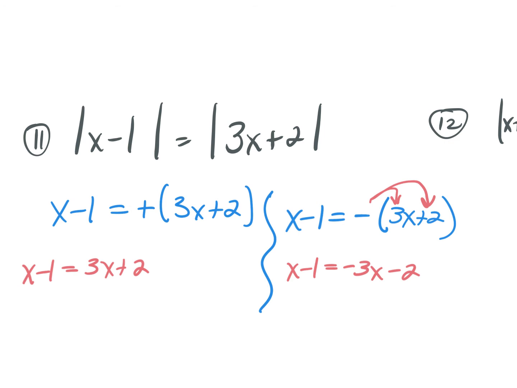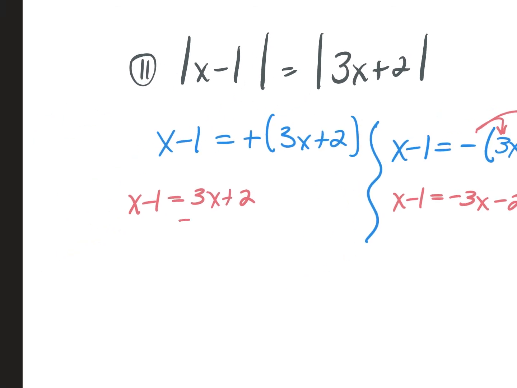You could just write it from the beginning, if you saw that you needed it to be negative 3x minus 2. So let's just solve. Move x's to one side, numbers to the other. You guys are going to say, does it matter which side I move them to? No, it doesn't matter. But when we do inequalities, where do we like to have our variables? On the left. So I would get in the habit of just moving to the left.